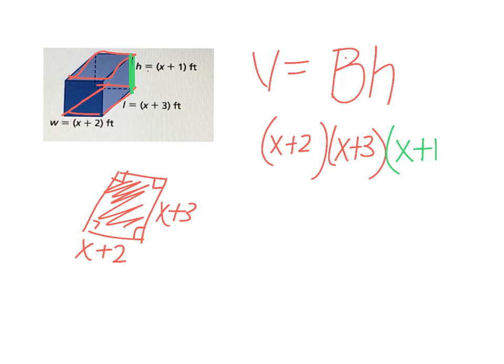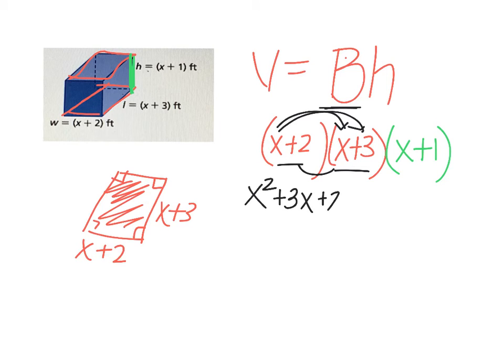I'm going to fill that in for the height. Now, we did do these earlier in the year, but as a quick refresher, you can only multiply two of these factors at once. So I'm going to multiply these two to start with. That will actually give me the area of the base. So I'm going to use the distributive property. I'm going to do x times x. I get x squared plus 3x. Here I get plus 2x and plus 6.